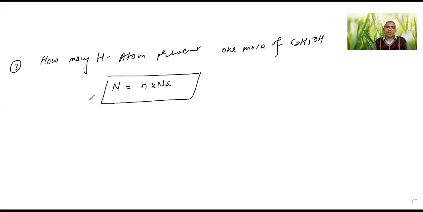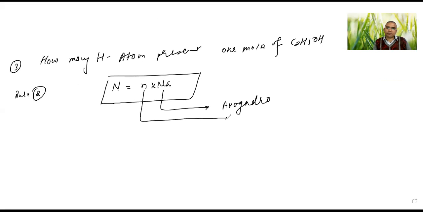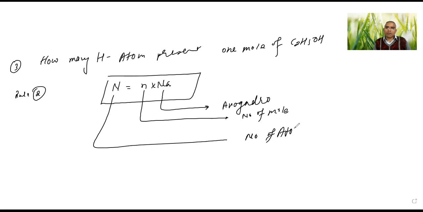This is the second rule, rule 2. Number of atoms equals n into Na, where Na is the Avogadro number, n is the number of moles, and here they are talking about the number of atoms. Now what is the problem here? Atomicity is different, so one more rule I told you.